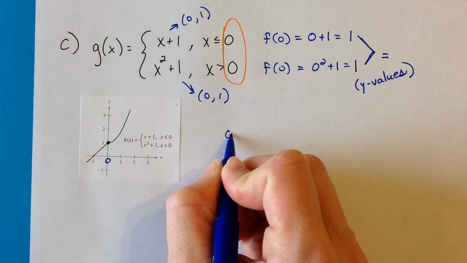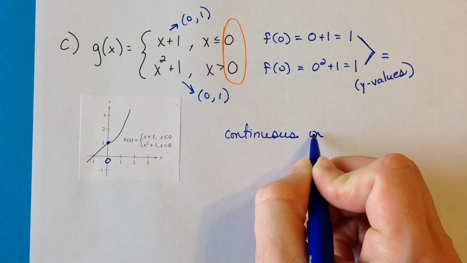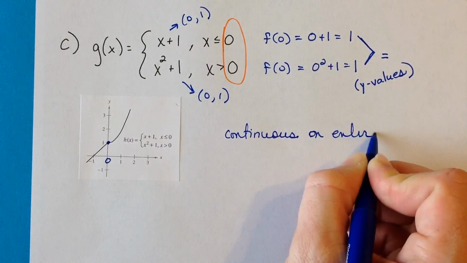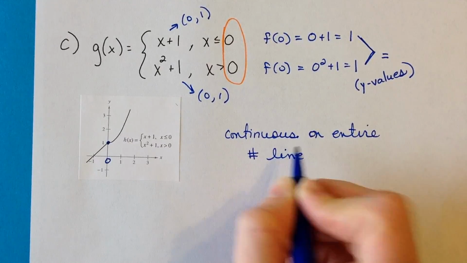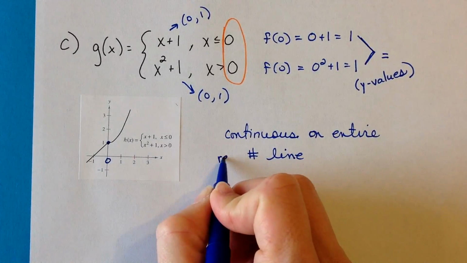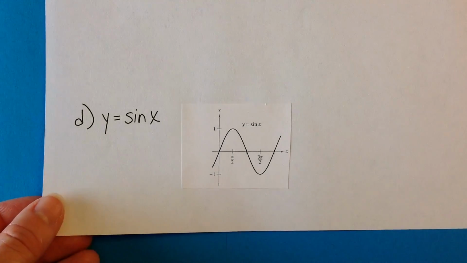So you could just say that this is continuous on the entire real number line. Continuous on the entire real number line, which we're not writing things in interval notation, but if you did interval notation, we're going to do that in a minute, that would be the same thing as negative infinity to positive infinity. Okay, next one is just y equals sine x.